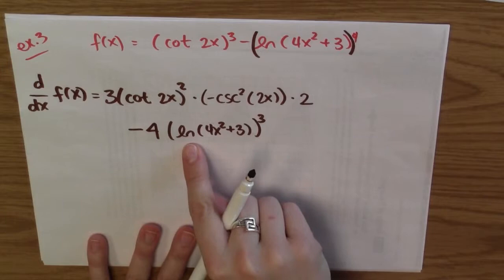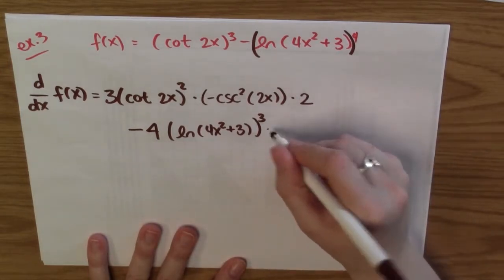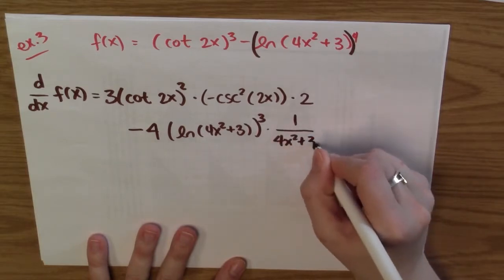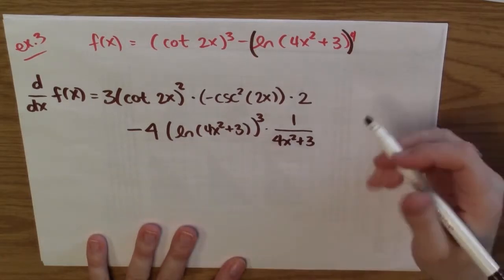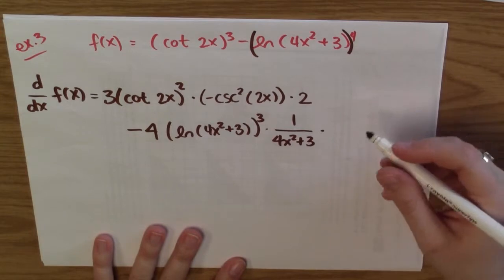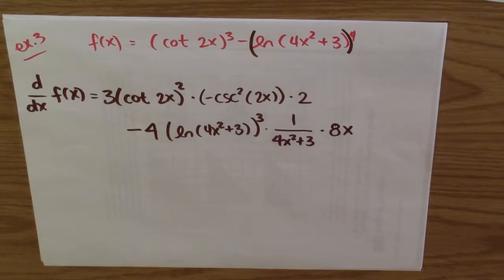Moving to the next innermost function, that's the natural log. So the derivative of natural log is 1 over 4x squared plus 3. So natural log of stuff has derivative 1 over stuff. And then moving to the next innermost function, I multiply by the derivative of 4x squared plus 3, and that is 8x. So that's the derivative in this case. Again, we could clean it up a little, but this one's not too hard to read.